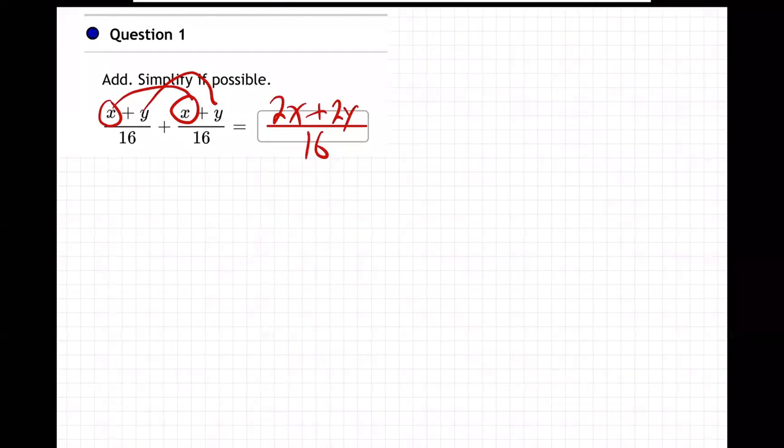Now, normally we would think, okay, look, we're done right there, right? We just kept the common denominator and we just added the tops. So when two fractions have common denominators, you can add the tops. And by the way, why is that? You might wonder, why don't we add the bottoms? Why don't we go 16 plus 16 is 32? It's just simply a matter of truth.